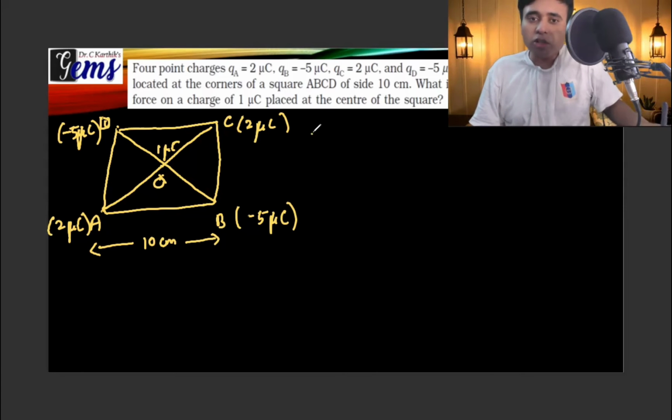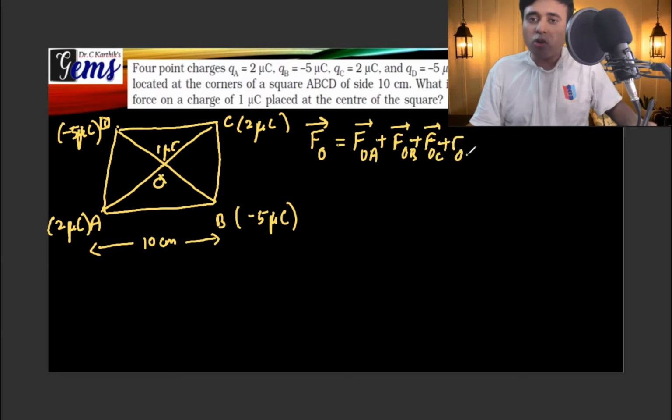So the superposition principle states that FO vector, that is the force on the point O, will be actually equal to the force on O due to A, force on O due to B, force on O due to C, and finally force on O due to D. This is your first step. So you have written the principle. This is like the resultant of all these forces. If you get it, you will get your answer.